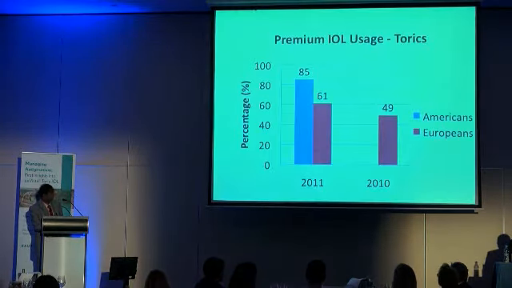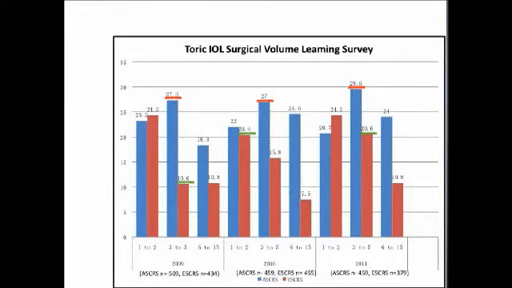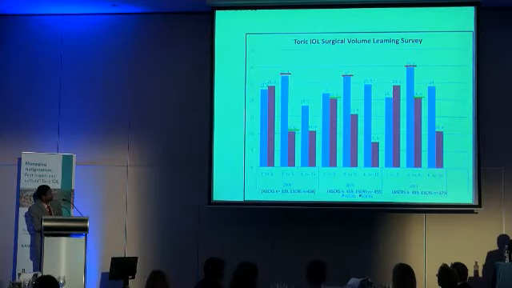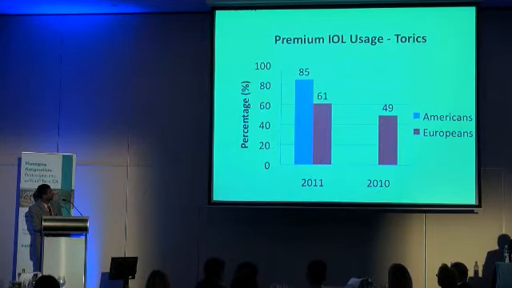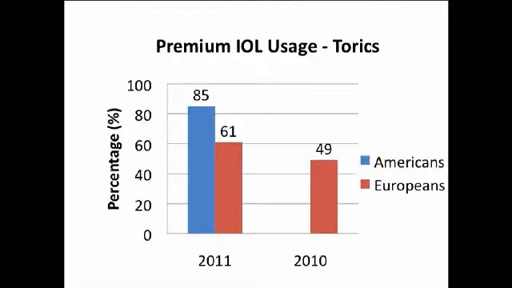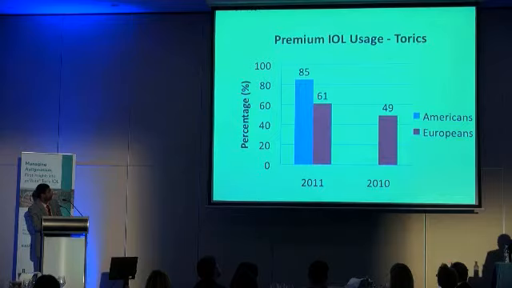Sorry, let me go back. This is the data from 2009, 2010, and 2011. And once again, you can see the numbers gradually increasing among the Europeans as well as the Americans for the use of toric intraocular lenses. And once again, the premium IOL usage, both for monofocal torics and for multifocal torics, is also on the rise.